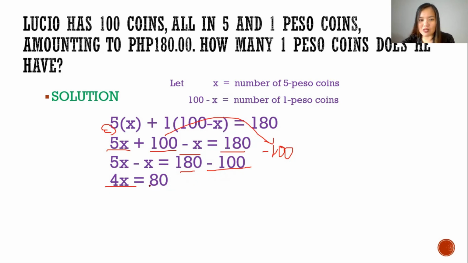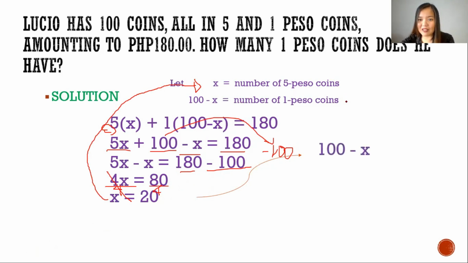And then divide both sides by 4. I-cancel mo yan, therefore your x is equal to 20. Wherein 80 divided by 4, that's 20. So yung 20 ay yung bilang lang ng 5. Kung 20 yung bilang ng 5, edi i-answer na rin natin ito. 80. So, 80 na ngayon yung 1 peso coin.